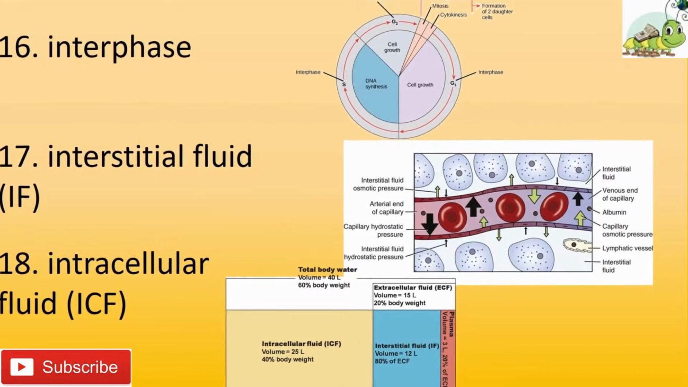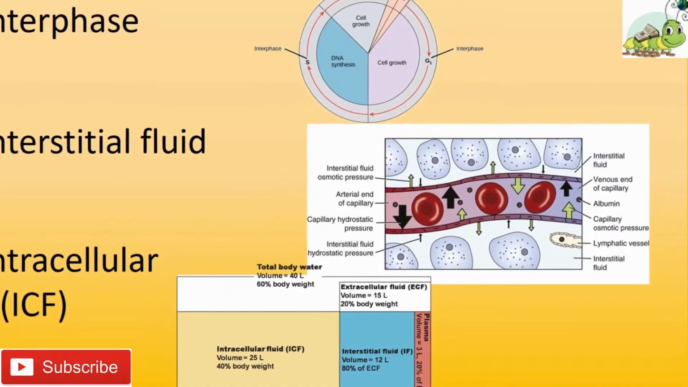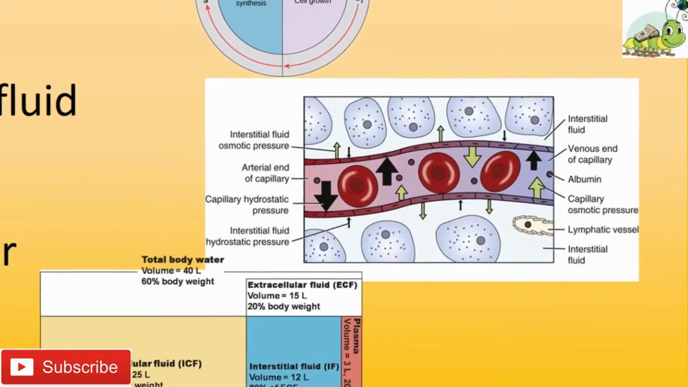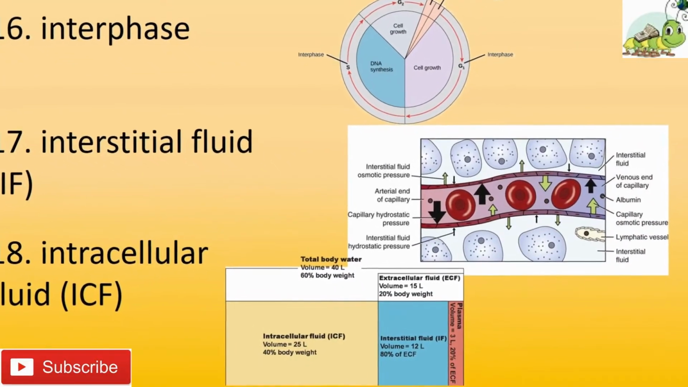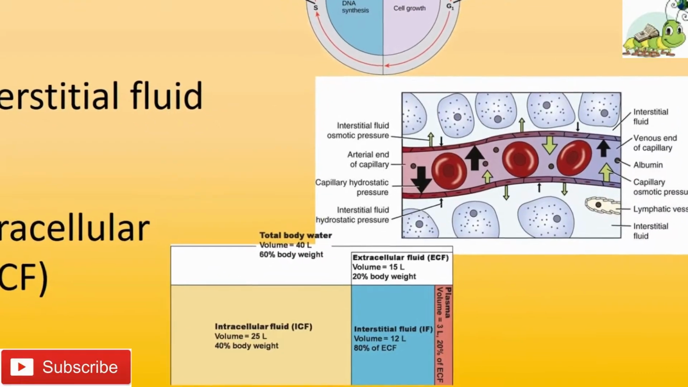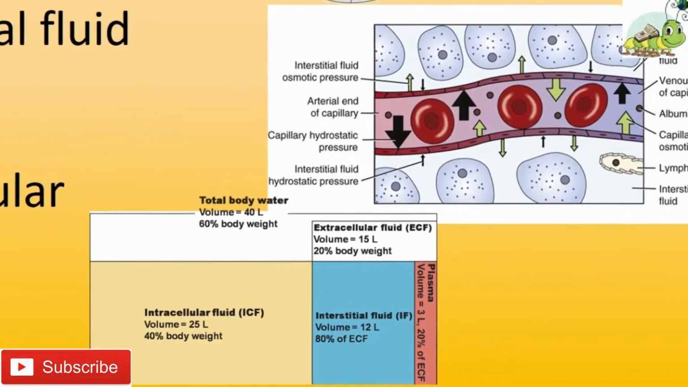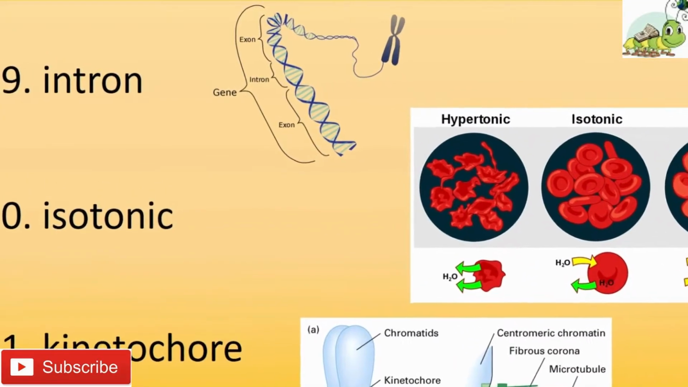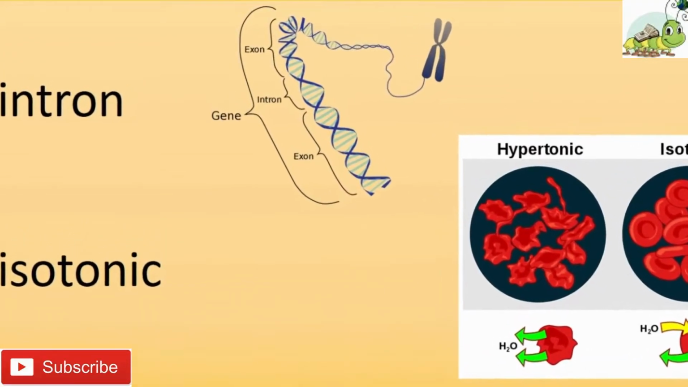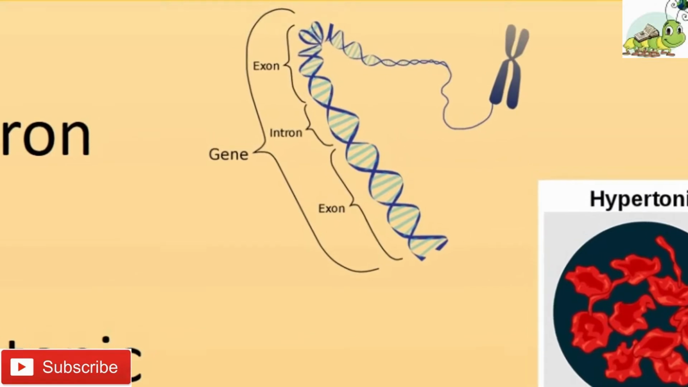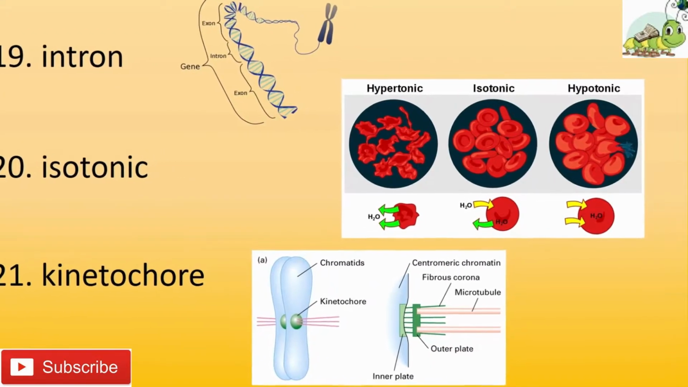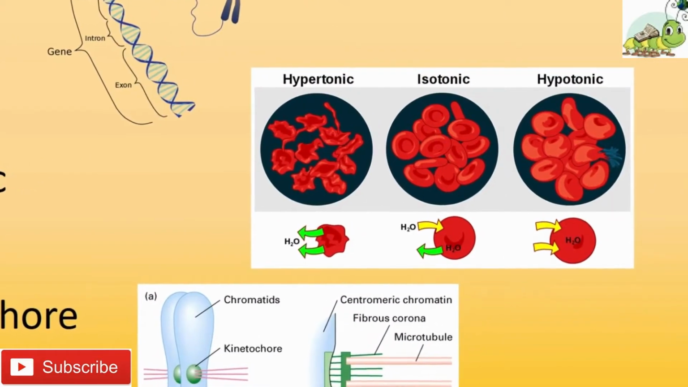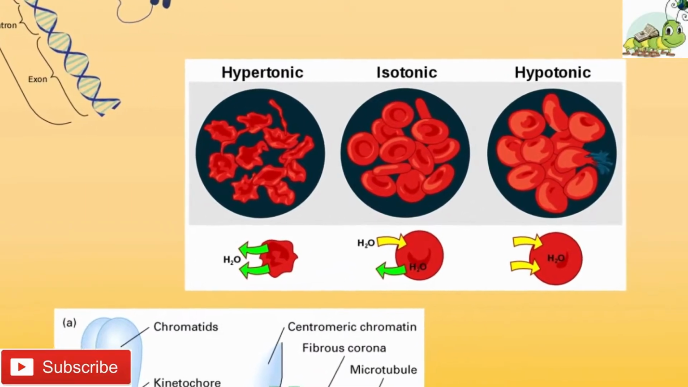Point number 17. Interstitial fluid, the IF. Fluid in the small spaces between cells not contained within blood vessels. 18. Intracellular fluid, ICF. The fluid in the cytosol of cells. 19. Intron. Non-coding regions of a pre-mRNA transcript that may be removed during splicing. Point number 20. The isotonic solution. The isotonic that describes a solution concentration that is the same as a reference concentration.